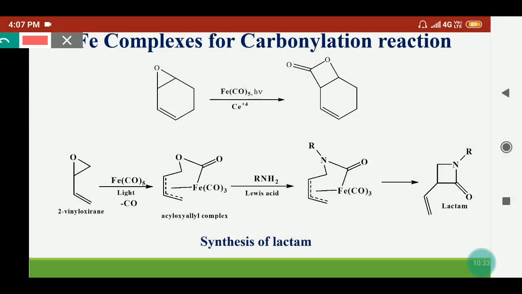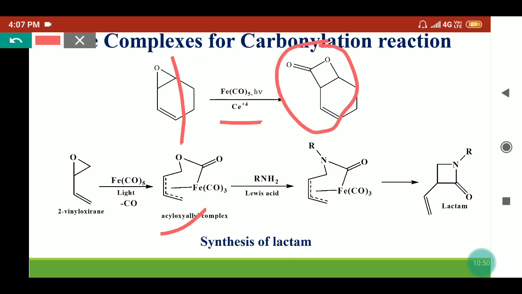Here we have taken the example. This is a vinyl epoxide. It is treated with iron pentacarbonyl in light radiation. So first it will form the acyl-oxy allyl complex, this type of structure. Then in presence of cerium 4+ ions, that is the oxidizing agent, it will convert into a beta lactone like structure. Further, this vinyl epoxide can form the acyl-oxy allyl complex, which can be further treated with the amines in presence of Lewis acid. So this oxygen will be replaced with the N-alkyl group, and this further rearranges itself to form the beta lactams.